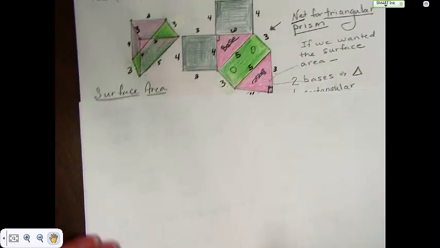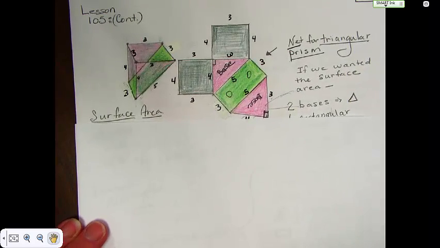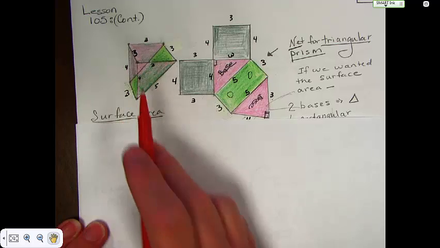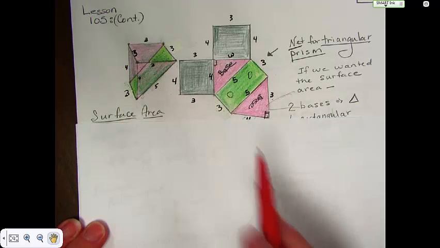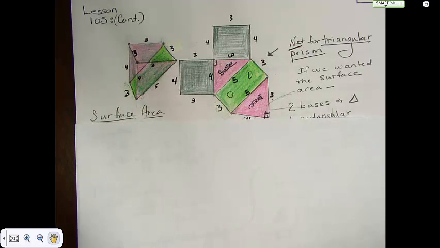Okay, the next net and shape we're going to look at is a triangular prism. This is the triangular prism itself. This is its net. Now, there are different nets that go with triangular prisms. You can draw them different ways.